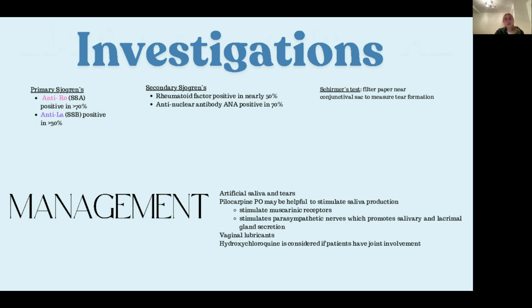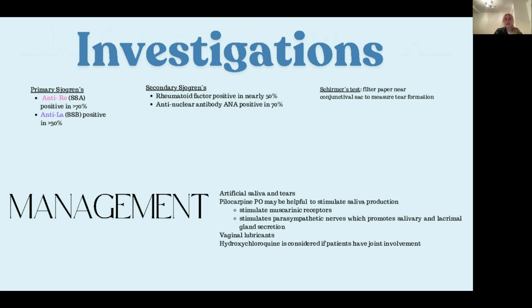If it's secondary Sjögren's, they might also be positive for rheumatoid factor as well as antinuclear antibodies. Test-wise, we can do a Schirmer's test, which is a bit of filter paper that you put near your conjunctival sac, and then you just measure tear formation. With Sjögren's, these patients will have a reduced tear formation because they've got dry eyes. So that's a very crude way of doing an investigation to support your diagnosis, but mostly it's through antibodies.